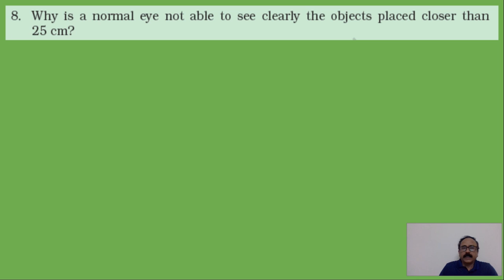Now, why is a normal eye not able to see clearly the objects placed closer than 25 cm? The ciliary muscles can relax or contract, by virtue of which the eye lens can change its focal length. But ciliary muscles have a certain limit. Beyond a certain limit, they can neither contract nor, similarly in the upper limit, relax.